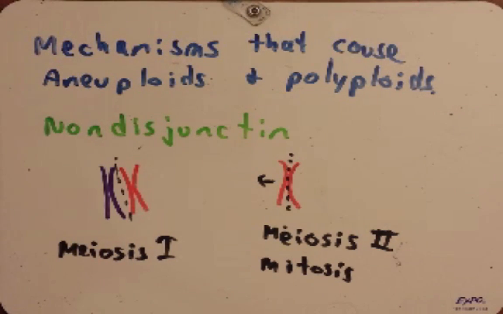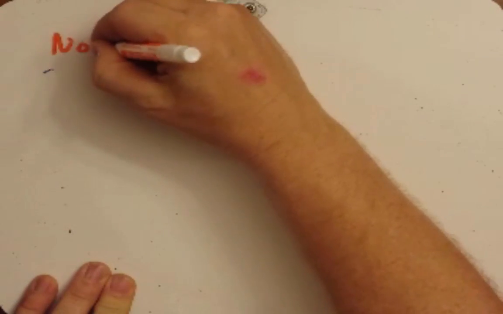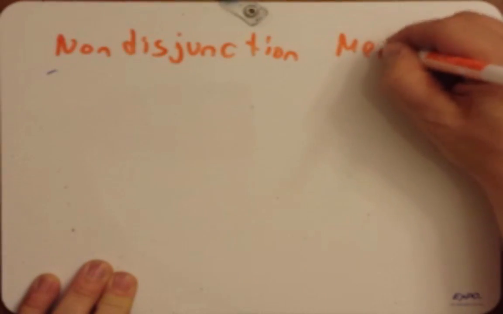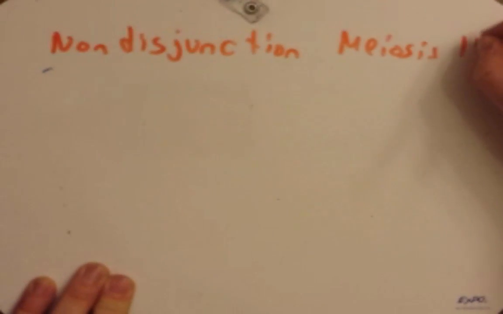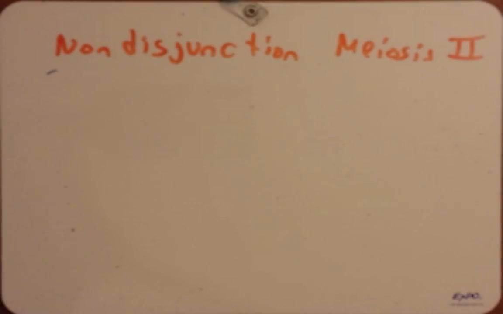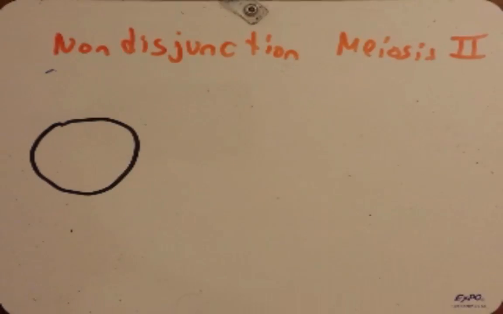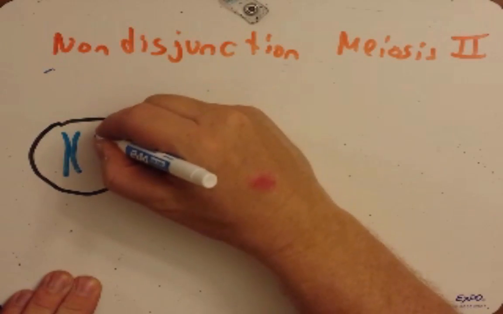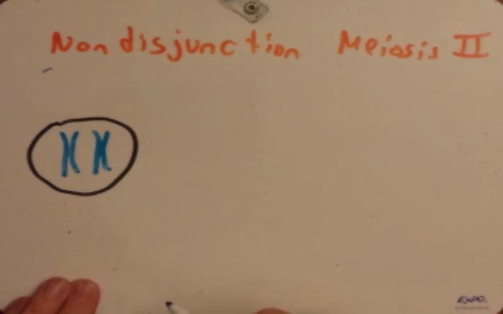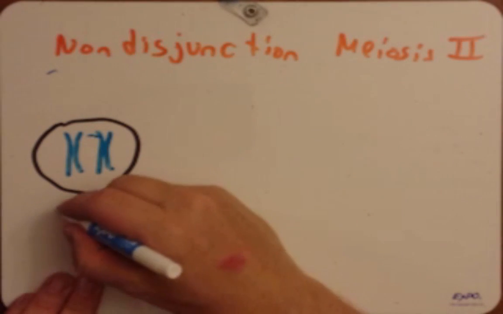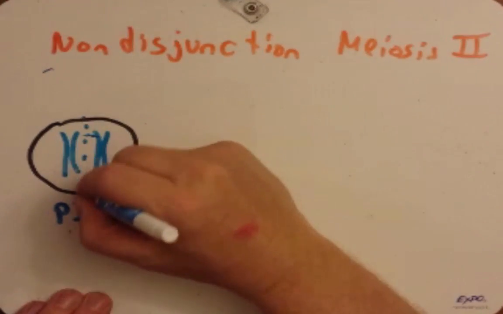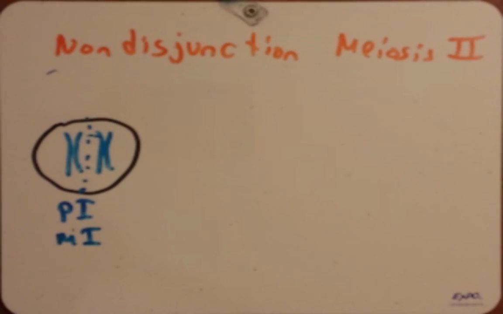Now I want to talk a little bit more about nondisjunction in meiosis 1 and meiosis 2 and see what kind of gametes are produced. First I want to talk about nondisjunction in meiosis 2. So in this case we're going to start off with a cell, and I'm only going to draw one homologous pair here. And remember, they attach to each other during prophase 1, and then during metaphase 1 they line up along this metaphase plate, and then they pull apart from each other in anaphase 1 and telophase 1.